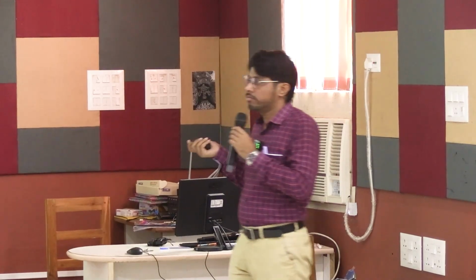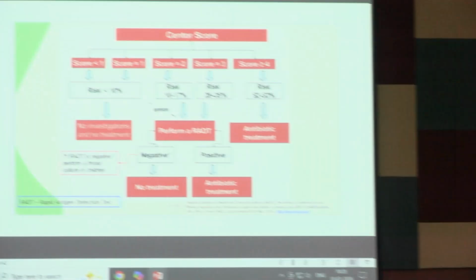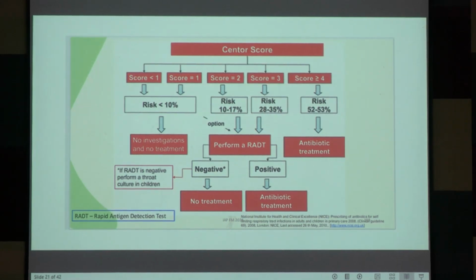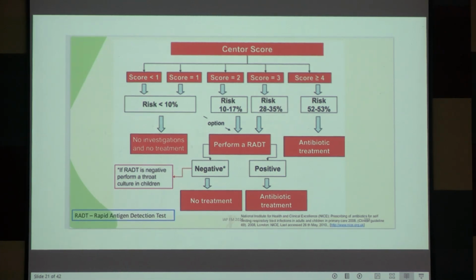Centor score: if the score is less than 1, meaning 0, or the score is 1, then the risk is less than 10%, very low risk, so no investigation and no treatment is needed. If the score is 2 or 3, moderate risk, so perform a rapid antigen detection test. If positive, give antibiotic; if negative, no need of antibiotic.